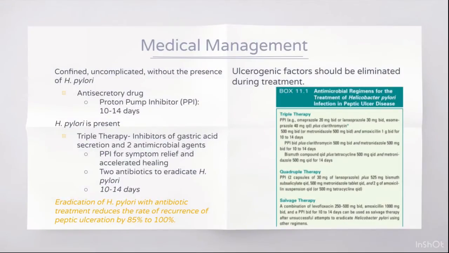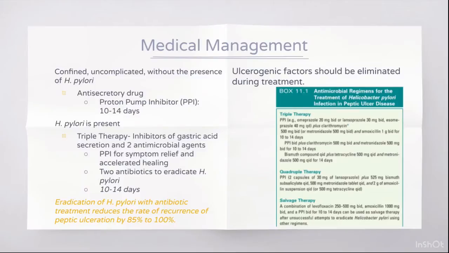Medical management is dependent on the patient's condition. If the ulcer is confined, uncomplicated, without the presence of H. pylori, anti-secretory drugs are prescribed. This is a proton pump inhibitor that is taken for 10 to 14 days. If H. pylori is present, then triple therapy is prescribed. This includes inhibitors of gastric acid secretion and 2 antimicrobial agents.